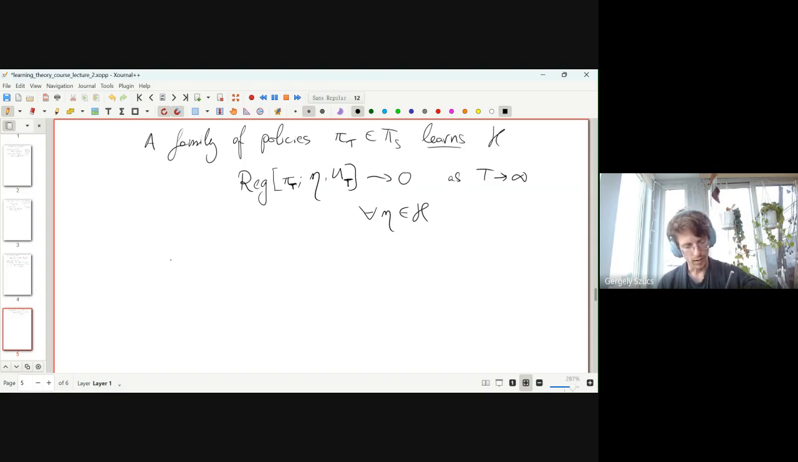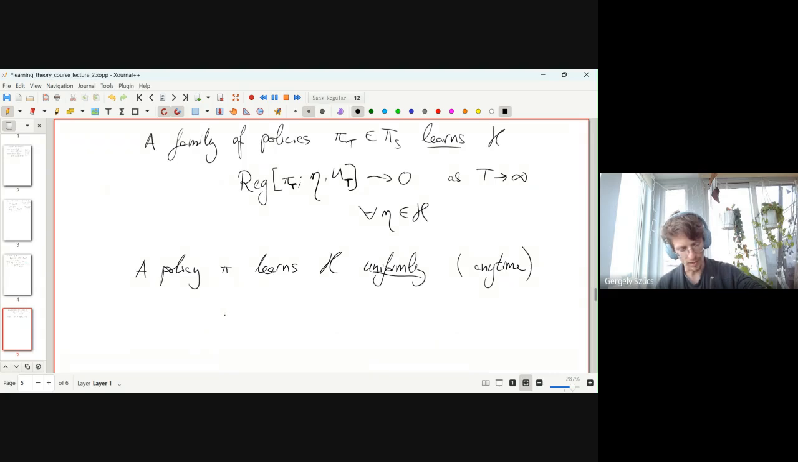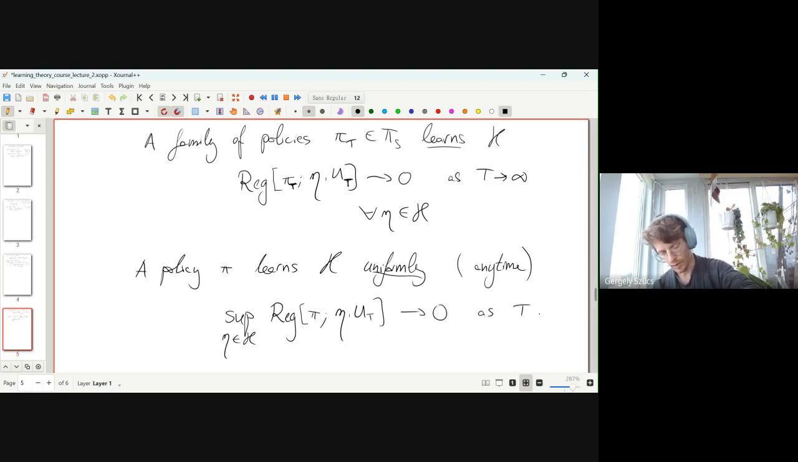And then another definition that's worth mentioning, which I write for the anytime case just because the notation is simpler: the policy pi learns H uniformly, and anytime because I didn't write the t, if we have the supremum over the environments of the regret of pi with respect to eta and u, t, the supremum goes to 0 as t goes to infinity.